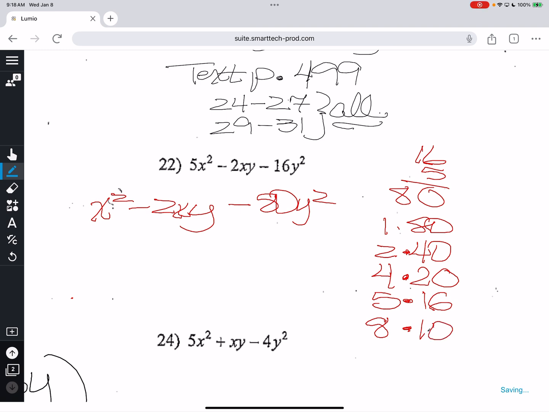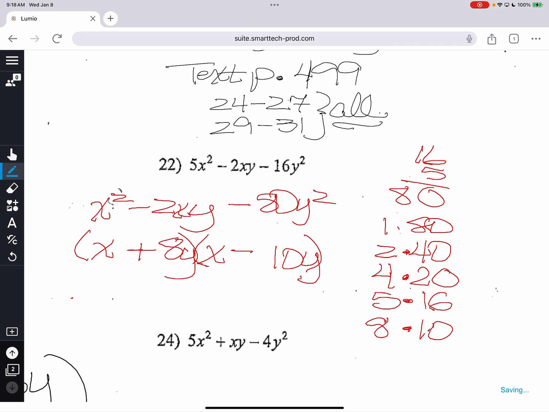Did we ever find factors of 80 that equal 2? Yeah, 10 and 8. And it needs to be minus 10 and plus 8, because we need it to be a negative 2. Did you not put the y's behind the eight? Yes, be sure you have your y's in.